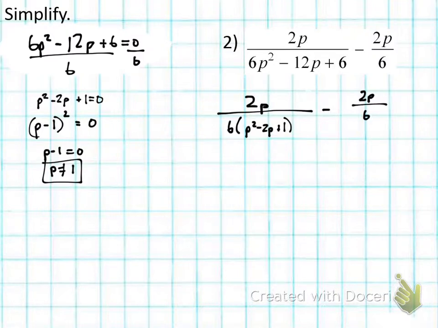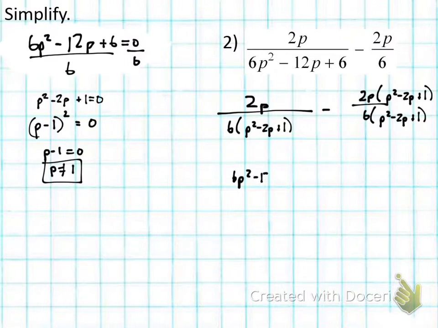We ask ourselves, what does each side have? This side has a 6, and this side has a 6, so we don't have to worry about it. This side has p squared minus 2p plus 1, and this side doesn't, so we're going to rewrite this as 6 times p squared minus 2p plus 1. We multiply that into each of those, right here and here. Now we have a common denominator, which was the factored form of this denominator, so I don't have to work anything out. I'm just going to rewrite that.